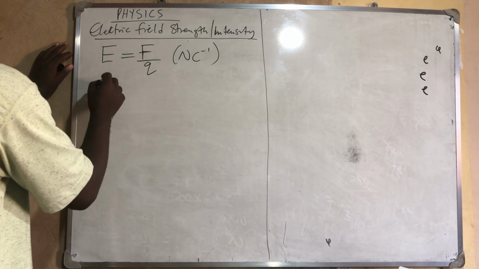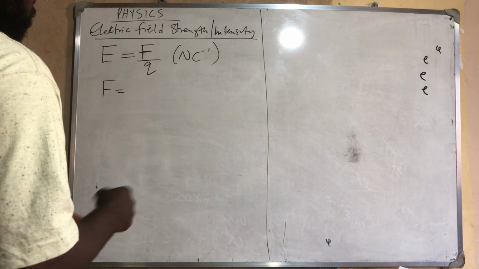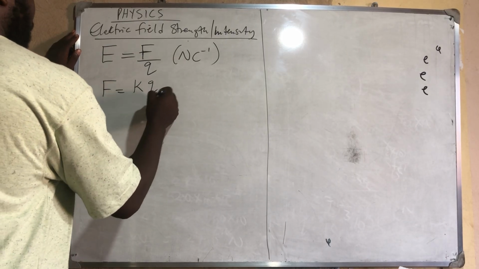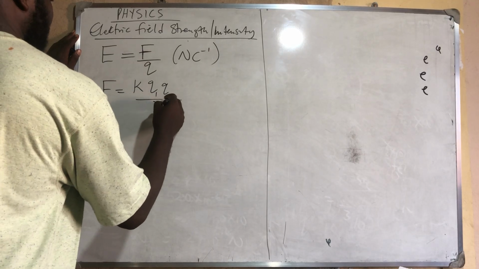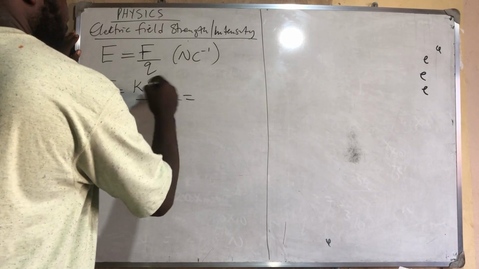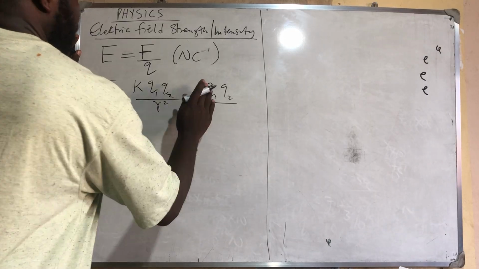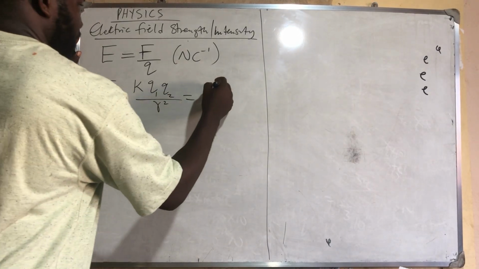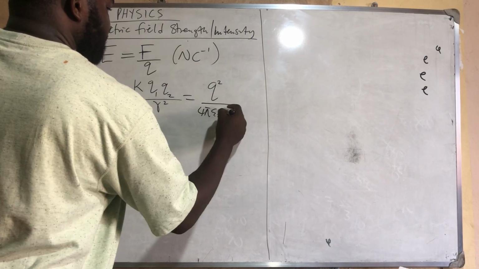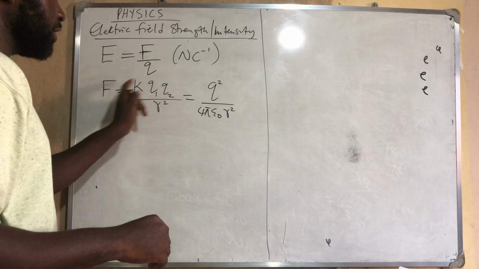Before that, don't forget the formula for your force. The force of attraction or repulsion between two charges is equal to K q1 q2 all over r squared. Don't forget that the value of K is 1 over 4 pi e naught. Let's assume that q1 and q2 are equal, so I'll have q squared all over 4 pi e naught r squared. Don't forget that K is the same as 1 over 4 pi e naught.